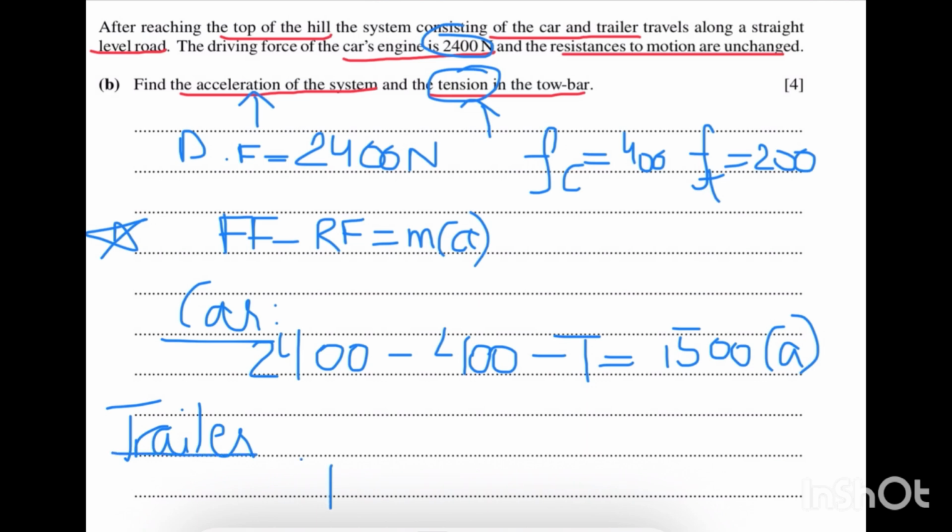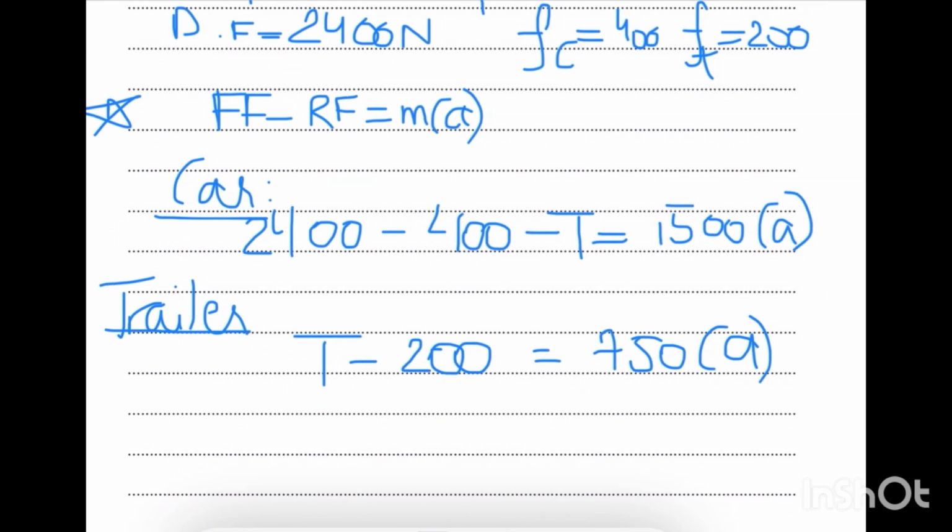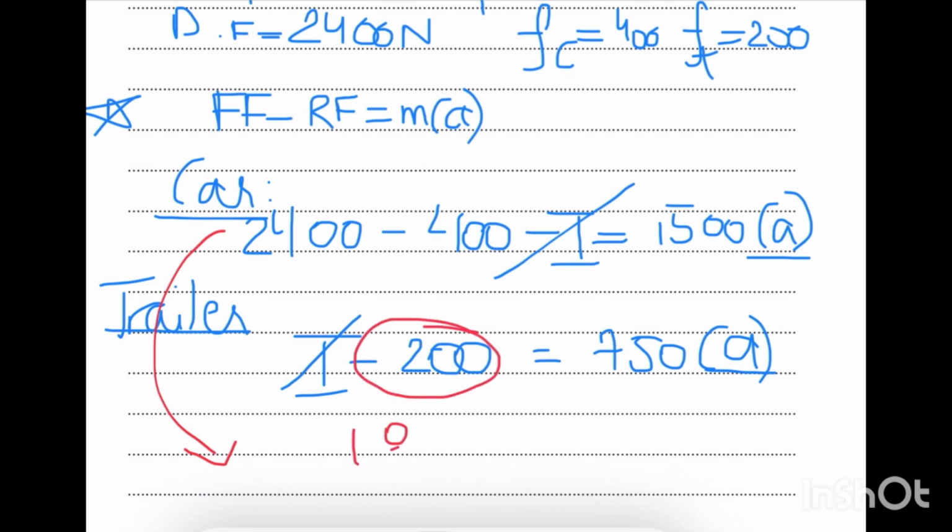So for the trailer, the tension will be the forward force, and the resistive force will be the friction, which we established was 200, and then we have its mass, 750, times the acceleration. These are two simultaneous equations, and since we have two like terms, the acceleration and the tension, we can cancel out this plus T and minus T. So this becomes 2400 minus 400, which is 2000, and then subtracting the further 200, we get 1800, and then 1500 plus 750, we have 2250a. We get acceleration is equal to 0.8.